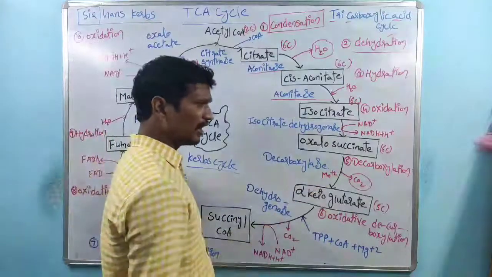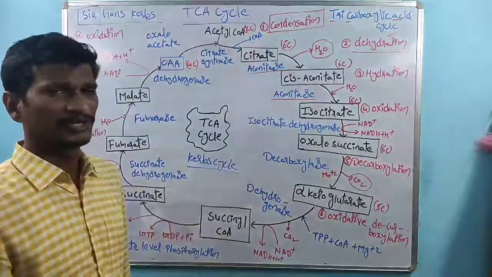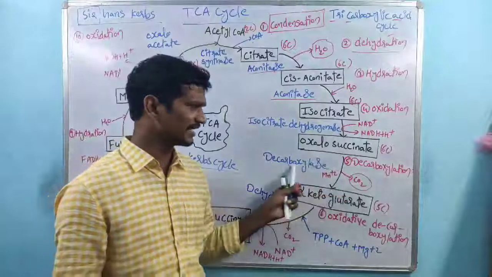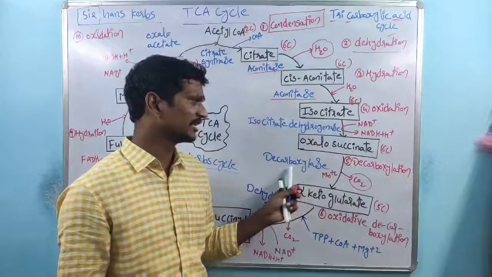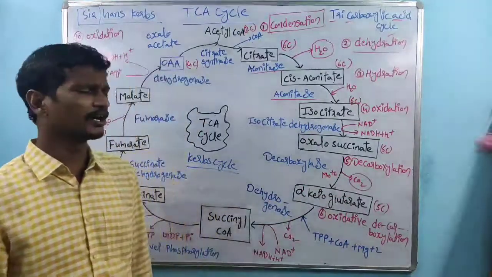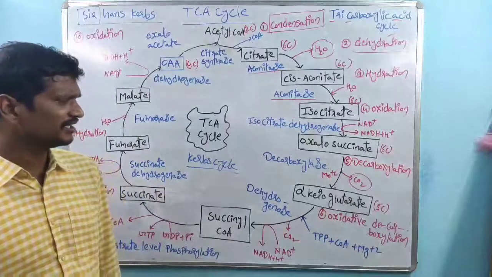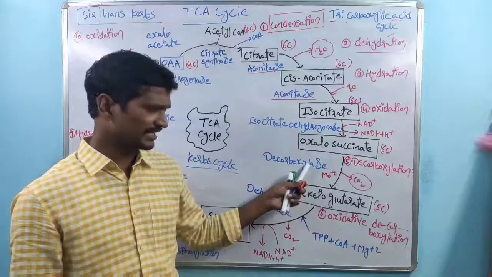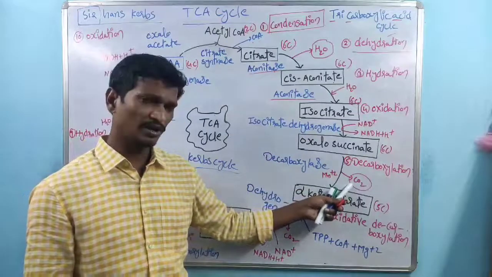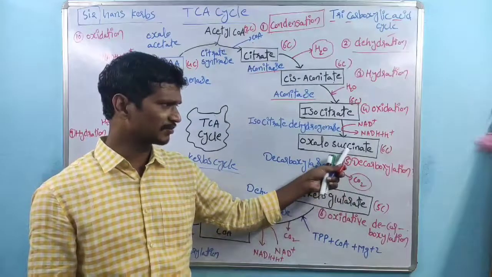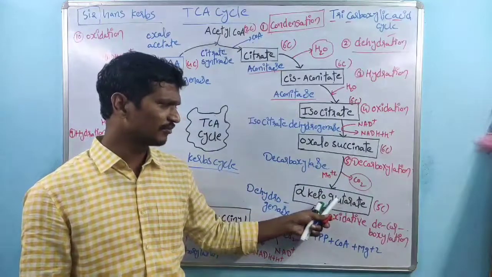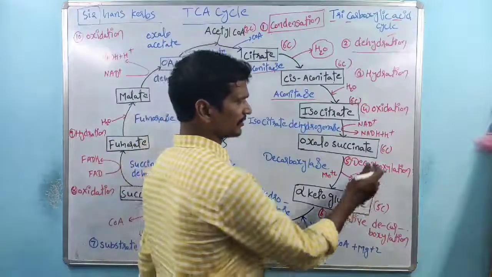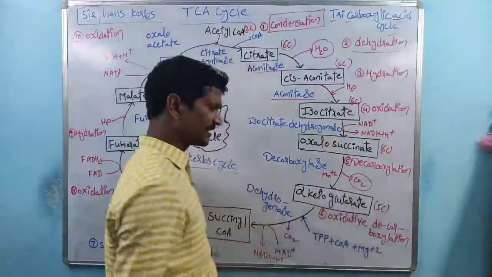Removal of carbon dioxide is nothing but decarboxylation. The name of the enzyme is decarboxylase, right? So here a decarboxylase enzyme is involved in the removal of carbon dioxide. Then the 6 carbon compound is converted into a 5 carbon compound. So alpha ketoglutarate, right? This is one of the decarboxylation reactions.